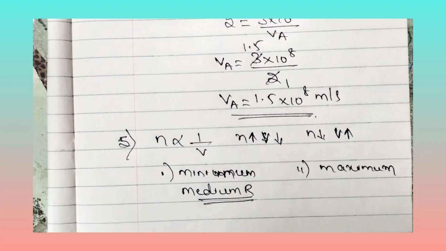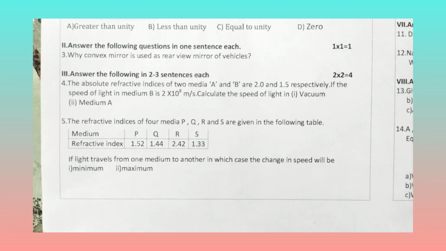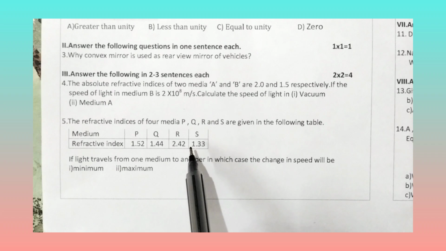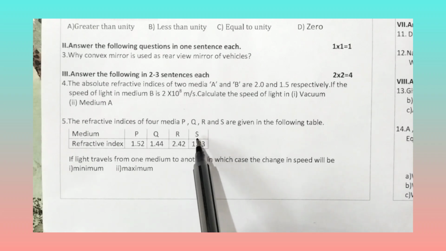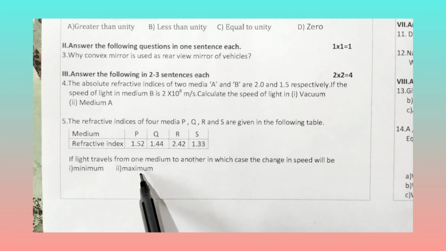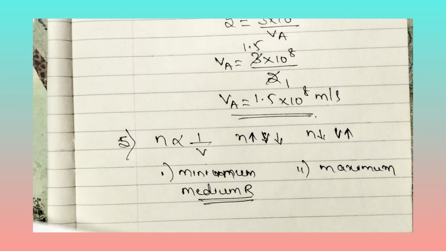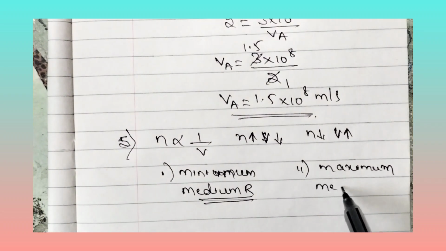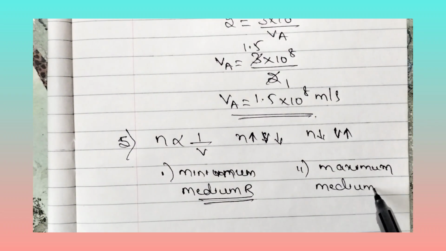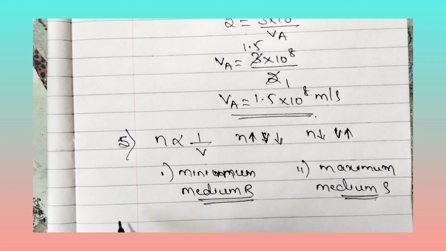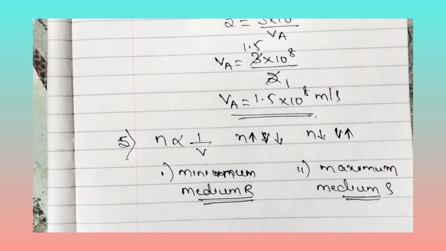Then in which medium will the speed be maximum? Among these four, the refractive index is lowest at 1.33. Since the refractive index is low, the speed is maximum here, that is medium S. So let us answer medium S. So this is how to answer the fifth question.